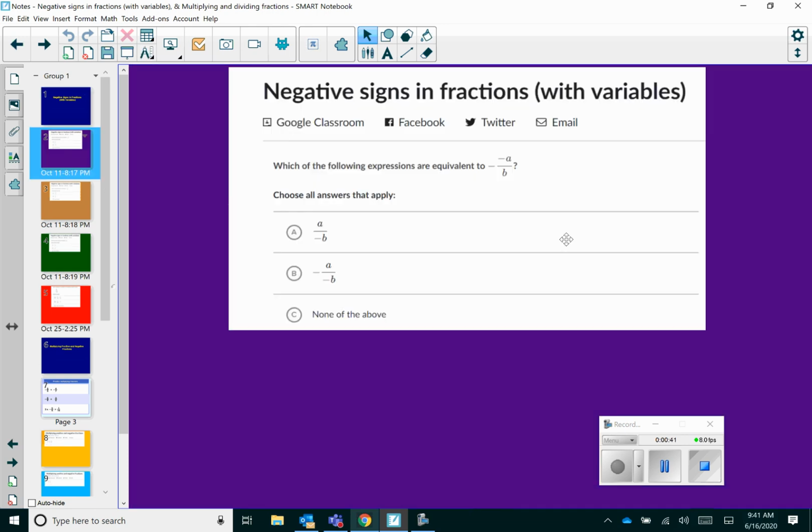It says, which of the following expressions are equivalent to negative A over B? Well, I have two negatives here. So I have an even number of negatives, which means that my answer is going to be a positive. So looking at answer choice A, I have one negative, which means it's going to be a negative. Answer choice B, I have two negatives, which makes it a positive. So that would be the correct answer.